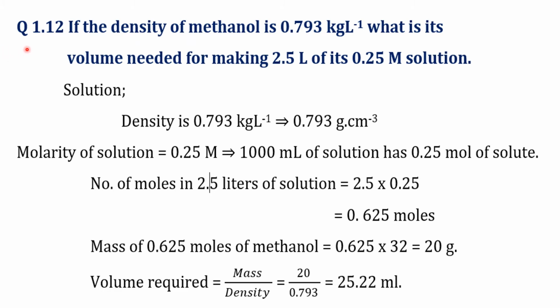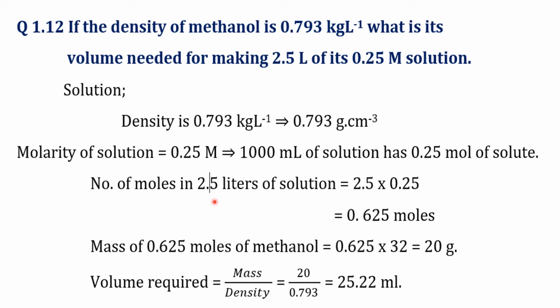Now let us do another problem, question number 1.12. If the density of methanol is 0.793 kilogram per liter, what is its volume needed for making 2.5 liters of its 0.25 M solution? Density of methanol is 0.793 kilogram per liter, which is equal to 0.793 gram per centimeter cube. Now molarity of the solution is 0.25 M, which is understood as 0.25 mole of methanol is present in 1 liter of solution or 1000 ml of solution.